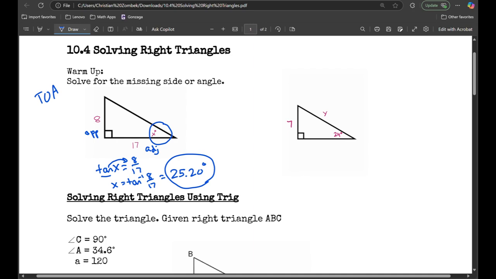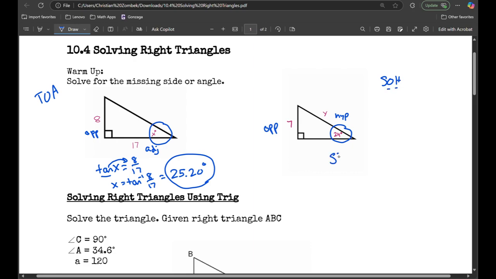All right, and now we're going to go to the triangle on the right. So this time they give us the angle of 24 degrees. We start by circling it. Across from it is the opposite, and then we have the hypotenuse. Okay, so if we have an opposite and hypotenuse, it sounds like the SO from SOHCAHTOA, opposite and hypotenuse.